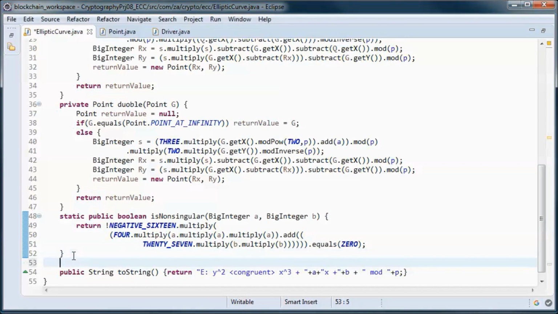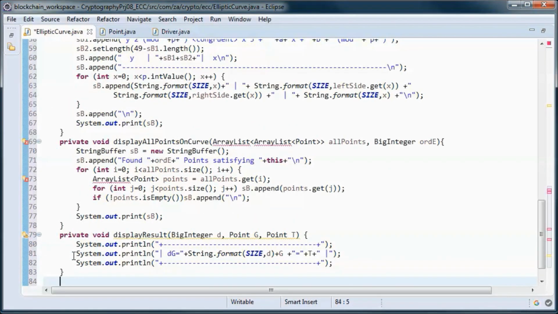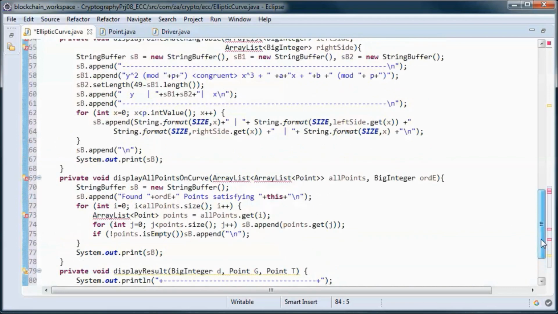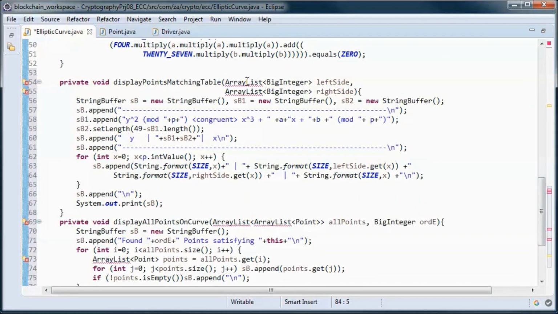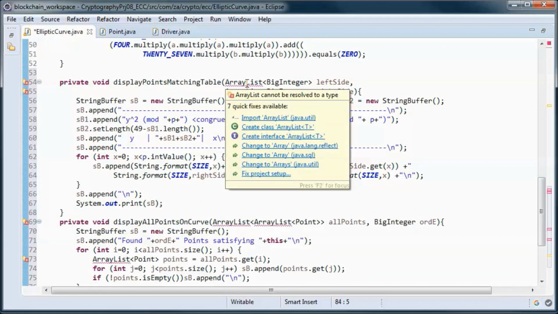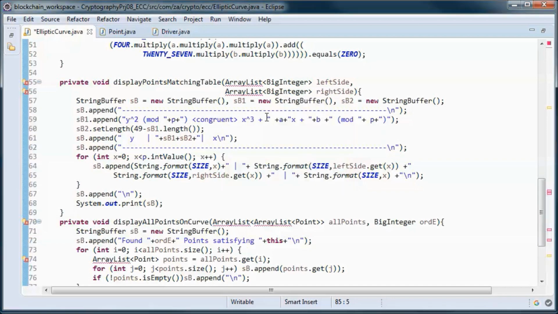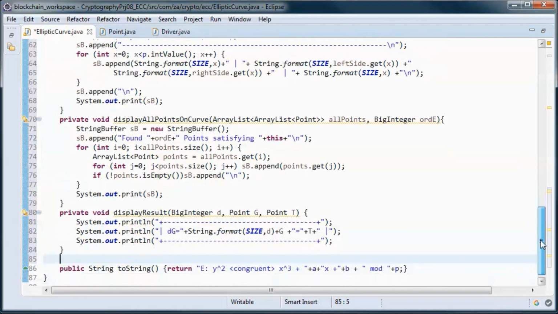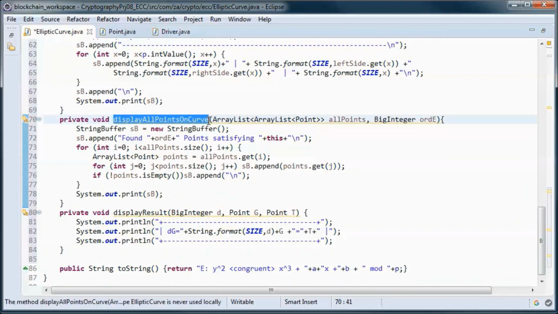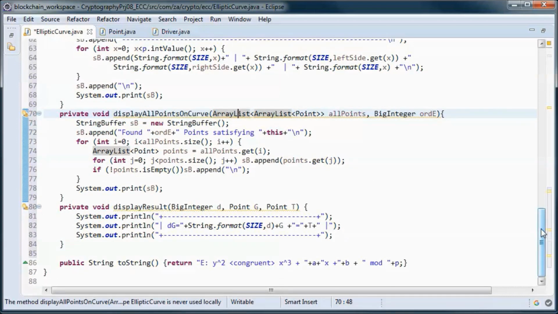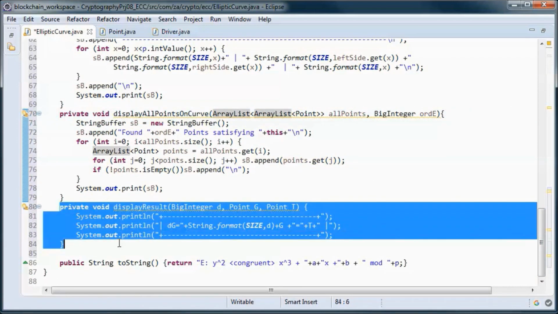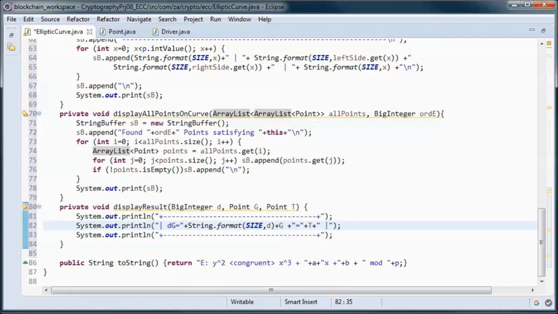And those methods handle display. So this one handles display of the point matching table, and this one displaying all the points that are on the curve, and this one displaying the result of point hopping.